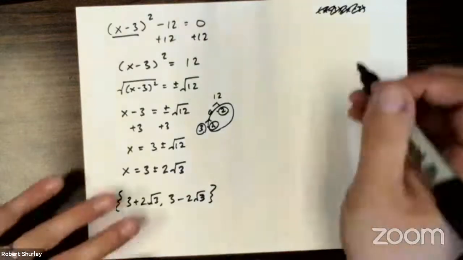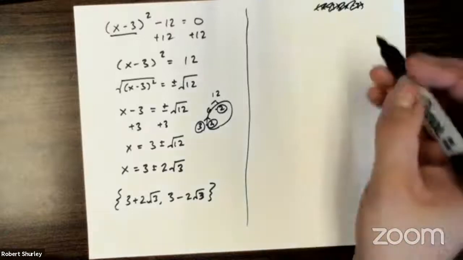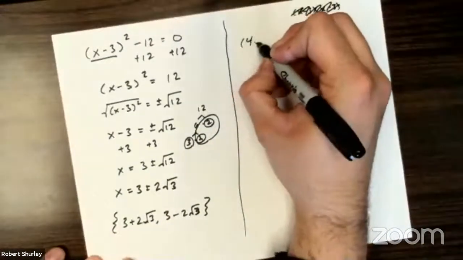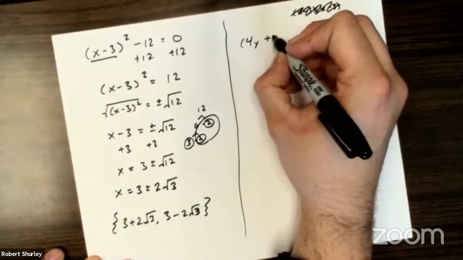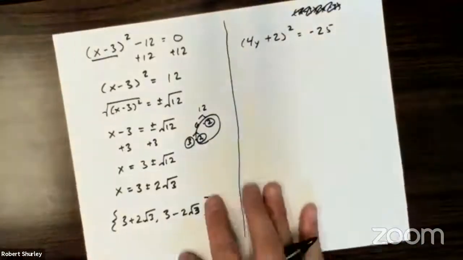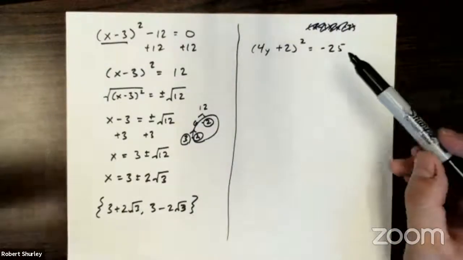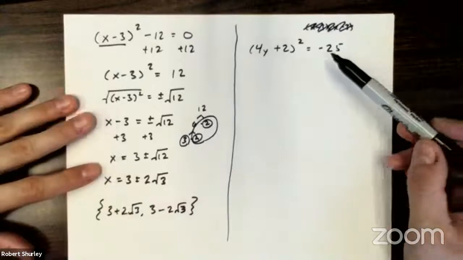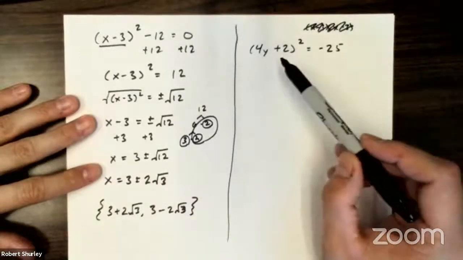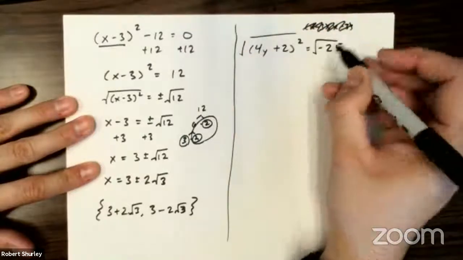Okay, so let's do number 22 in your book, on page 595. It says (4y + 2) squared equals negative 25. What's nice about this one is the square component's already solved for, so I just have to take the square root of both sides.